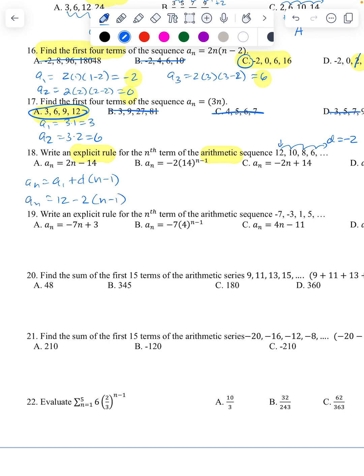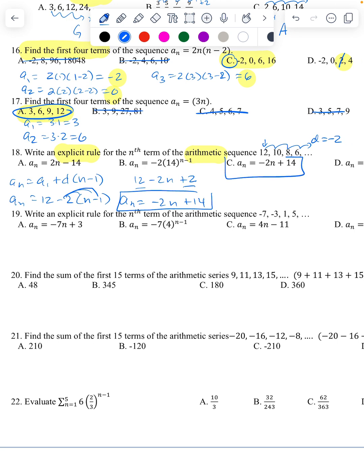And then we distribute and combine. So I'm going to distribute that negative 2, keeping in mind that when you do negative 2 times negative 1, it becomes positive. And so I ultimately end up with negative 2n plus 14 because these two are alike and can go together. So I'm looking for negative 2n plus 14. So my answer is C. But you got to read the problem to figure out which thing you should be looking for.